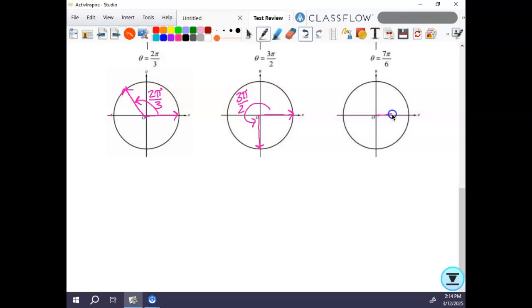All right, 7 pi/6. What quadrant are we in? Third, right? What is pi/6 in degrees? 30. So if I'm here and I'm supposed to go forward 30, I'd go forward about a third. Should look something like that. There's your 7 pi/6. Okay. Questions about those? Yeah, I'm good. Okay.